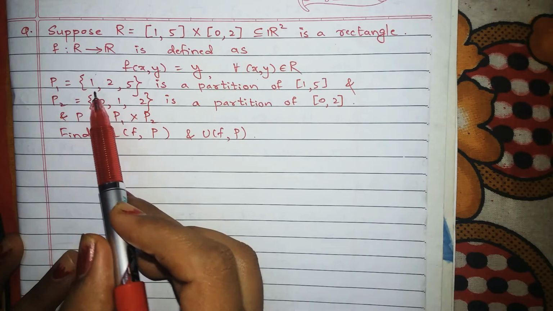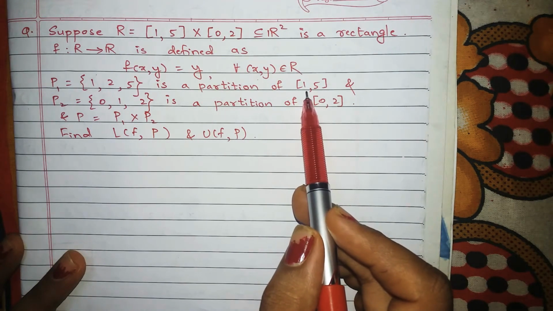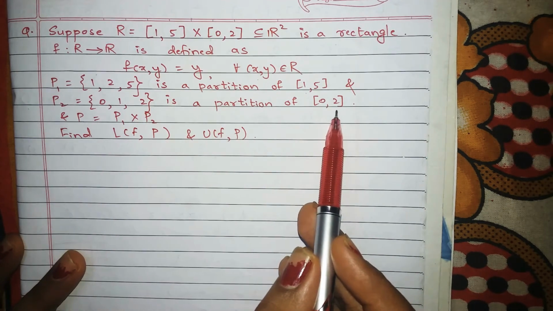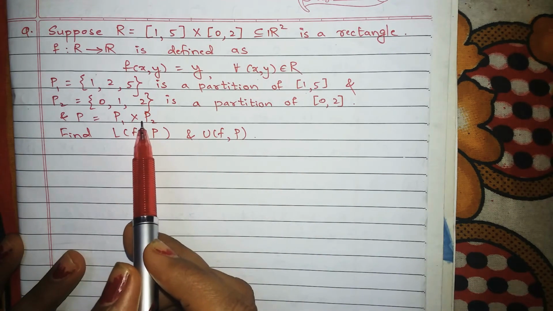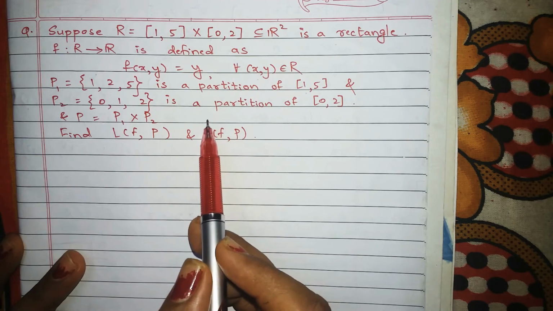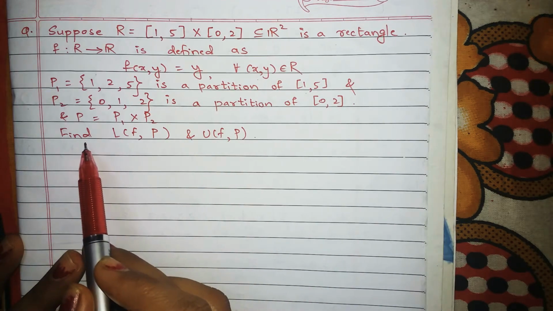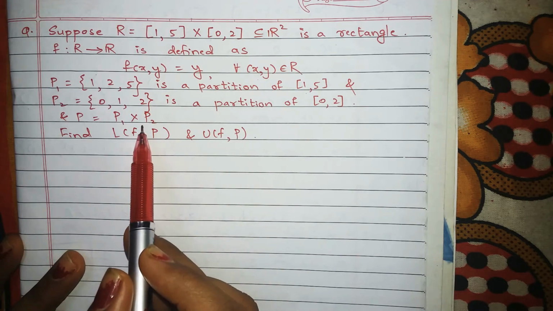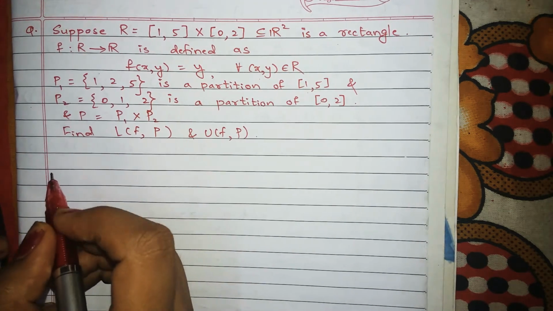P1 is partition of interval [1, 5] and P2 is partition of interval [0, 2] and P is P1 cross P2 which is partition of rectangle R. We have to find lower sum and upper sum of function with respect to this partition. So let's start with the solution.